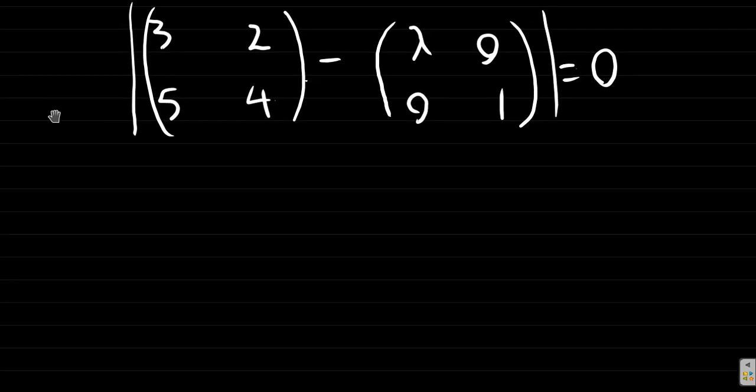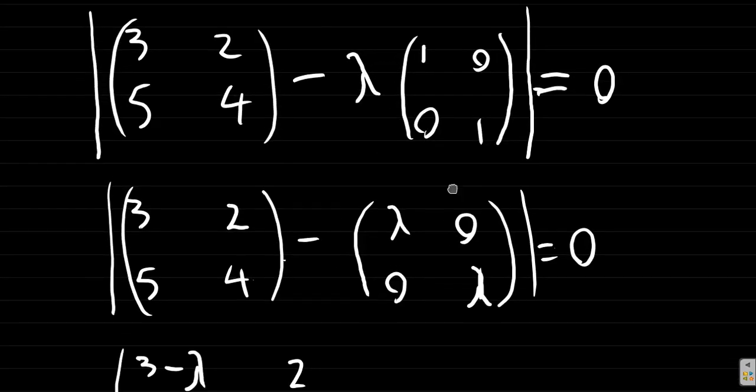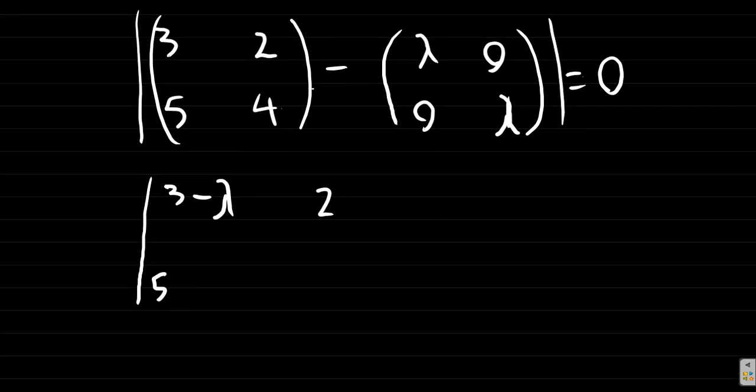So now, what happens after that? What we have is the determinant of the matrix. You subtract the corresponding elements: 3 minus lambda. Then 2 minus 0, which is just 2. Then 5 minus 0, which is just 5. And then, oh, this is lambda. Why did I put 1 down here? Lambda times 1. Then we have 4 minus lambda. The determinant of that is 0.